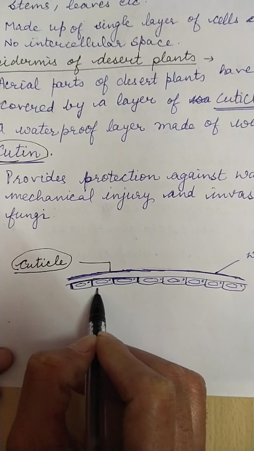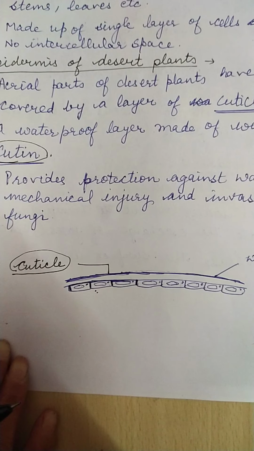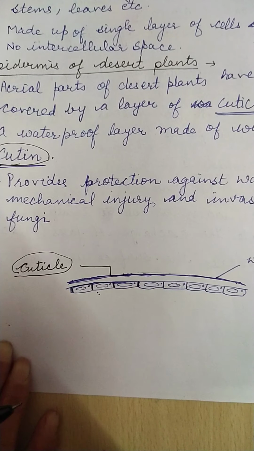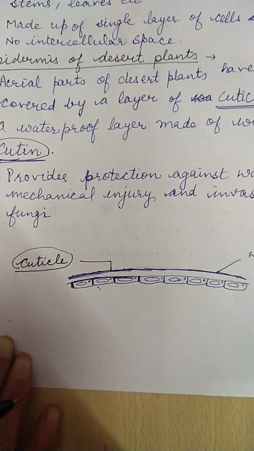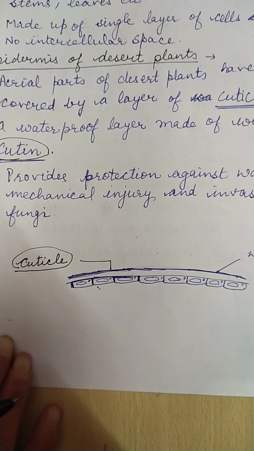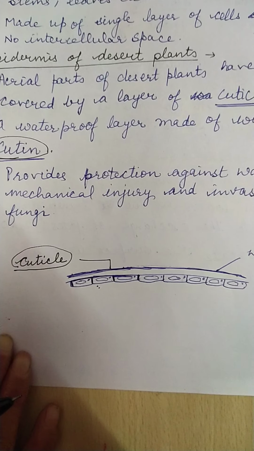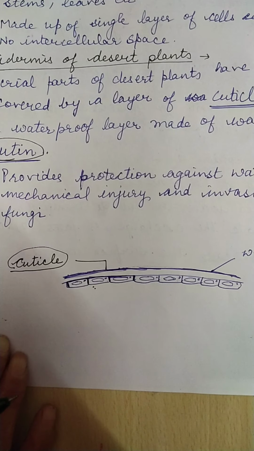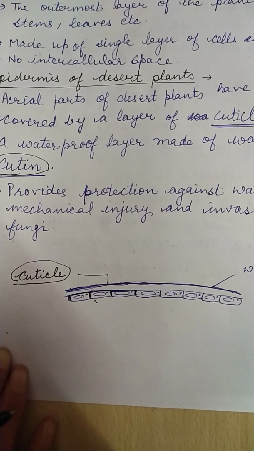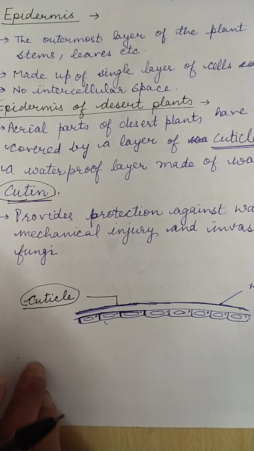In the desert areas, in the dry habitats, there is a deficiency of water. So this cuticle prevents the excess water loss. This waxy coating prevents the excessive loss of water as well as provides protection from mechanical injury and does not allow the pathogens or the fungi to enter in. These are the characteristics of the epidermis of the desert plants.